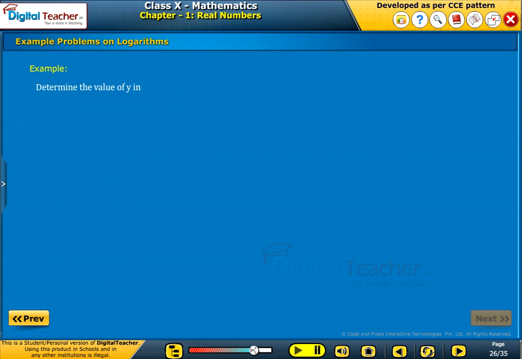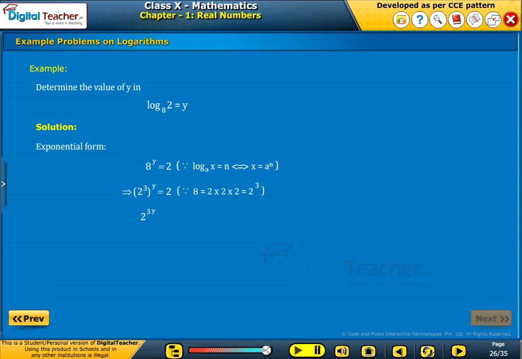Determine the value of y in log 2 to the base 8 is equal to y. Solution. The exponential form of the above logarithmic function is as shown on the screen. As 8 can be further expressed as 2 to the power 3, we write it as shown. By further solving it, we get as follows. Thus y is equal to 1 by 3.